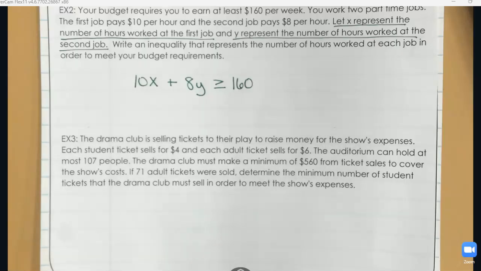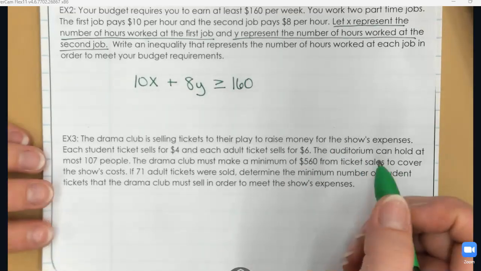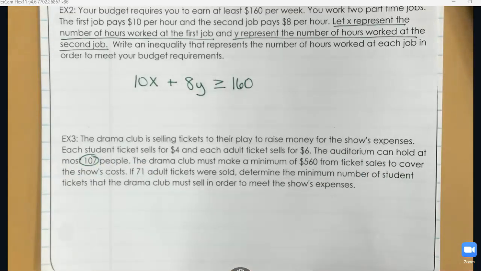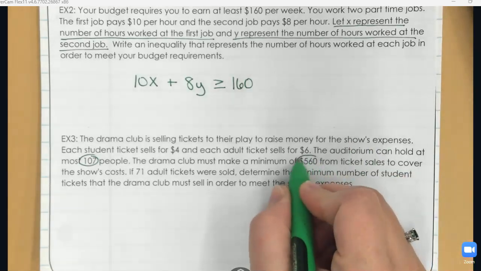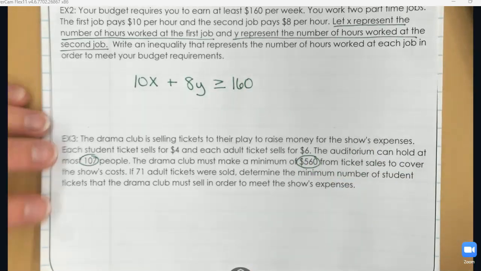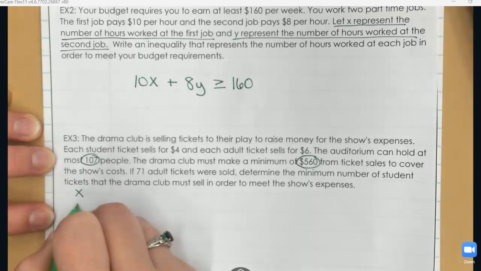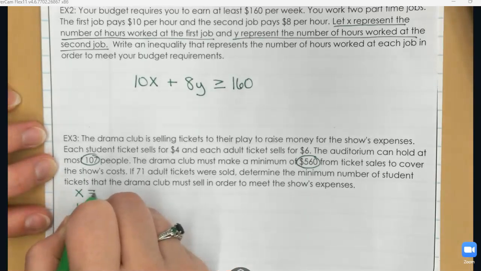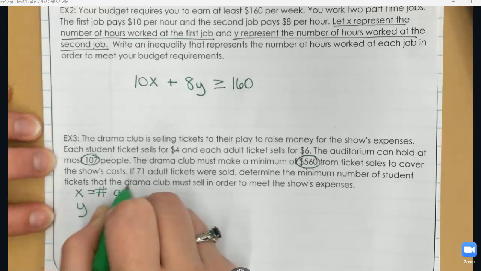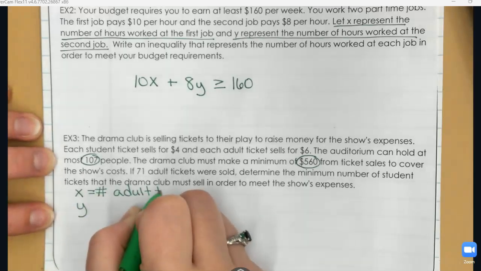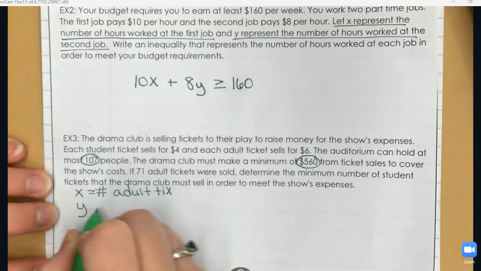Okay, there's a lot to unpack here, but let's just first start with writing our system. And this one is going to have 2 inequalities because I have 2 restrictions. I have a restriction on how many people can be in the theater, and I have a restriction on how much money I need to make from these sales. And this one does not define our variables for us, so we need to do that. I'm going to let x be the number of adult tickets, and I am going to let y be the number of student tickets.